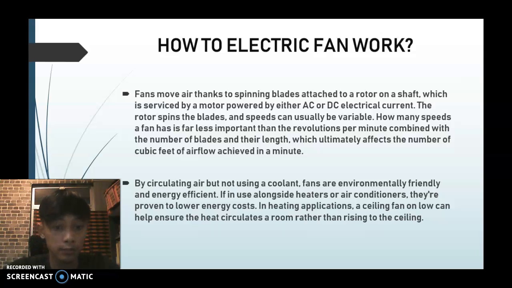By circulating air, but not using a compressor, fans are environmentally friendly and energy efficient. If used alongside a heater or air conditioner, they help to lower energy costs. In heating applications, a ceiling fan alone can help ensure the heat circulates in a room rather than rising to the ceiling.